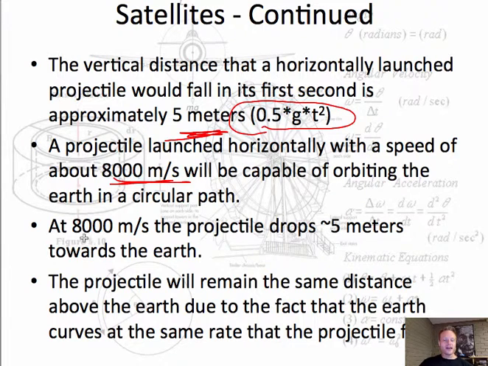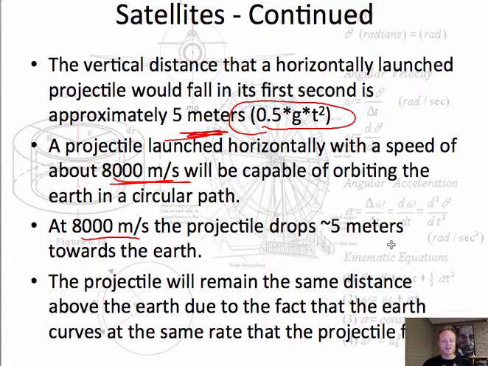So at 8,000 meters per second, the projectile would drop about 5 meters towards the Earth in that 1 second. But what's interesting is, as that projectile travels 8,000 meters in that first second, even though it has fallen 5 meters, the curvature of the Earth has also dropped 5 meters. And so the projectile is still the same distance above the Earth. It's now following the curvature of the Earth. It never falls fast enough to hit the ground. It just stays constantly above the Earth's surface, and that is what a satellite is. Satellites orbiting around the Earth are actually falling towards Earth, but as they travel horizontally and fall vertically, the Earth curves underneath them as they fall.